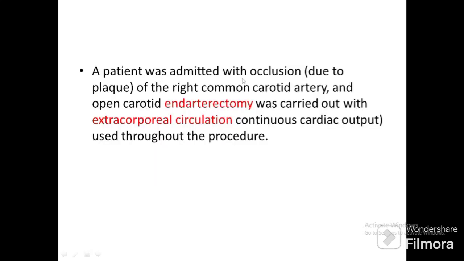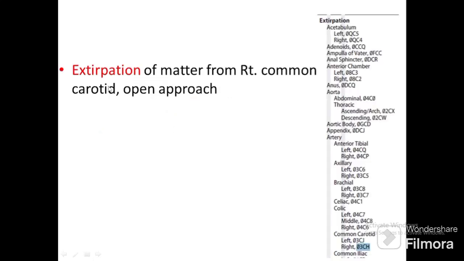Next, a patient was admitted with occlusion due to plaque of the right common carotid artery, and open carotid endarterectomy was carried out with extracorporeal circulation, with continuous cardiac output used throughout the procedure. This is another example, and this is not related to inspection procedure. Here the main principal procedure is endarterectomy, where we break down the solid matter present in the narrowed vessels. Another procedure is extracorporeal circulation. So two procedures are being done, with endarterectomy being the principal procedure. The root operation for endarterectomy is extirpation.